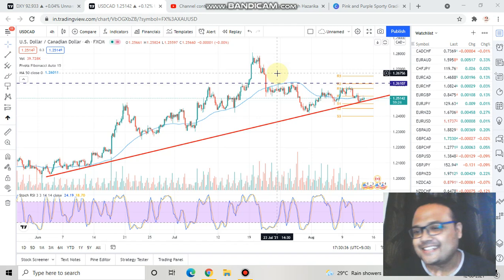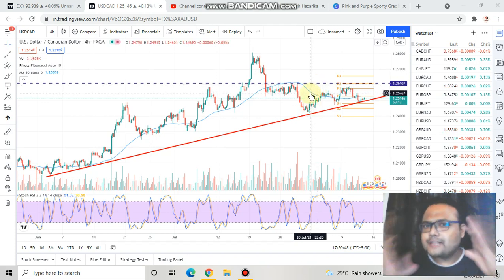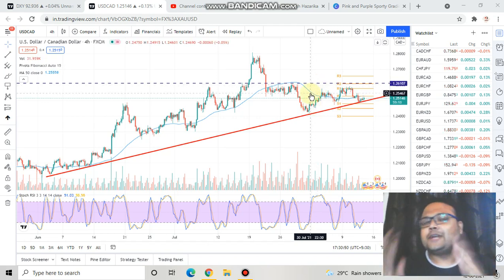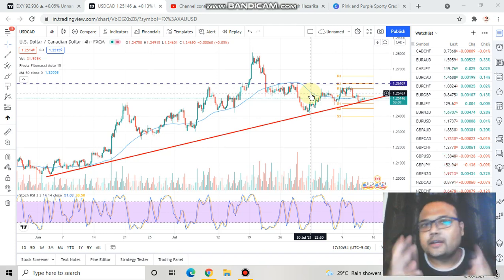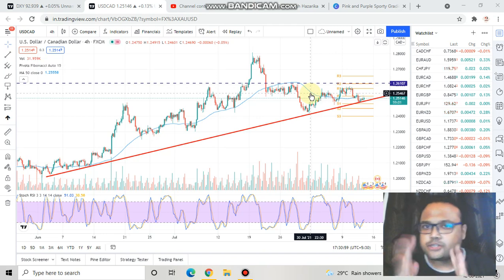So let's get started. This is the 4-hour chart of USD CAD in front of us right now, and if you have watched my previous videos on USD CAD, then you can easily recognize these lines. So let's do the analysis first. Let's try to understand what is going on the chart of USD CAD, each and every point in detail. Then we'll be jumping to the strategy part.